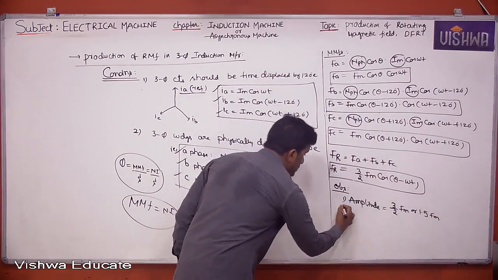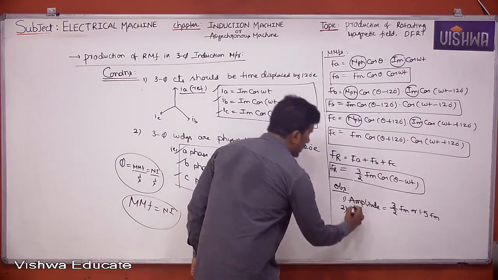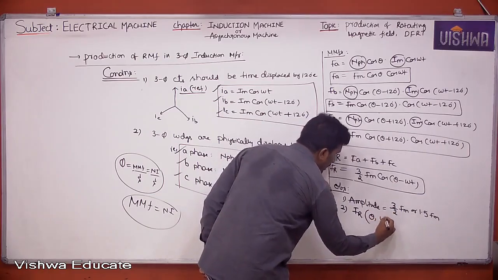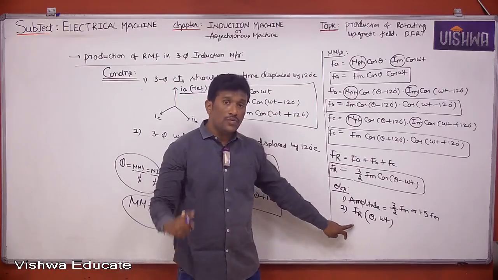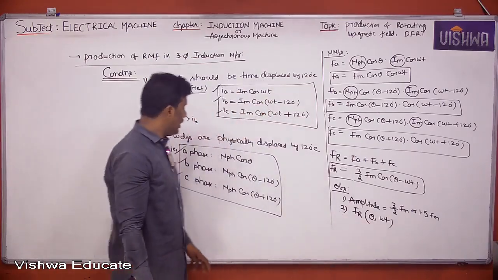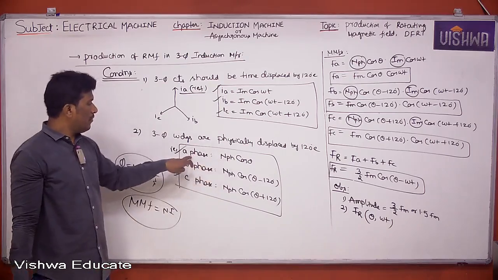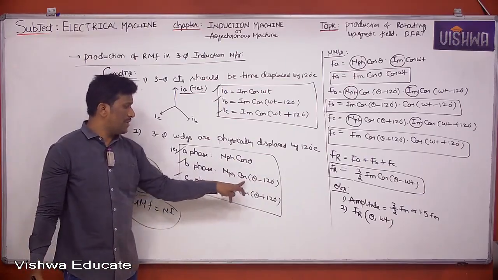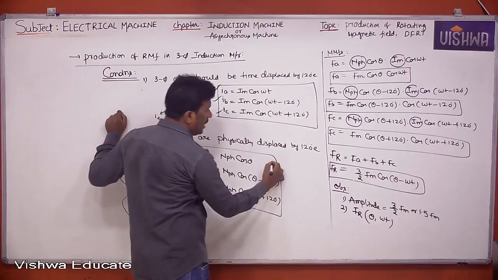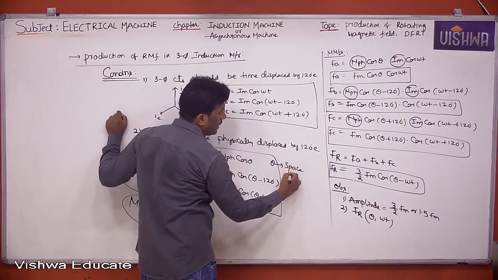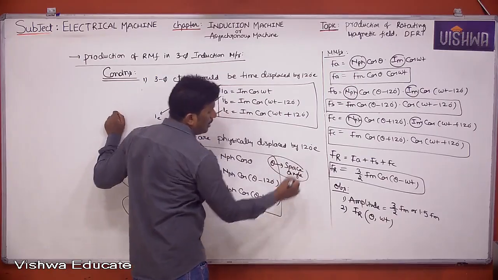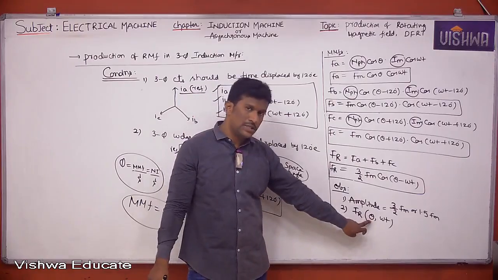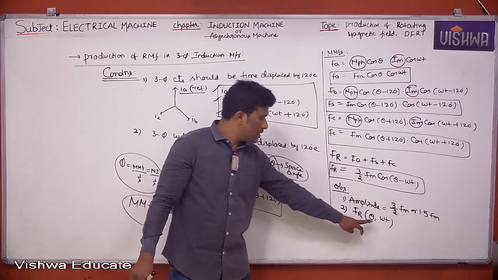Next, second observation. If you observe clearly, FR, the resultant MMF, is a function of theta comma omega t, which means FR is varying with theta. So I told you already, what does theta mean here? In A phase, I place N phase cos theta, and after 120, I place N phase cos of theta minus 120. That means theta means space angle. That means FR, the resultant MMF, is varying with space and time.